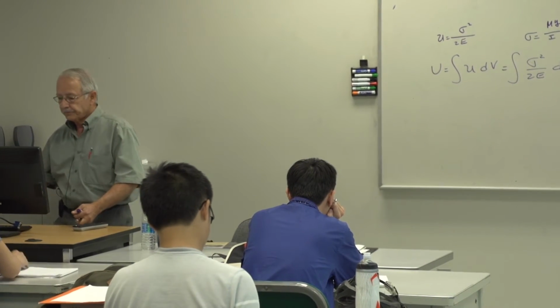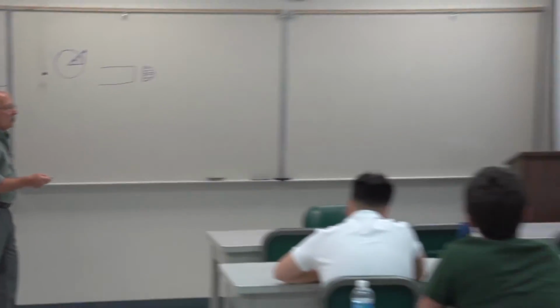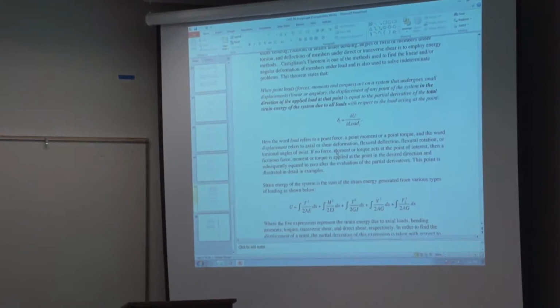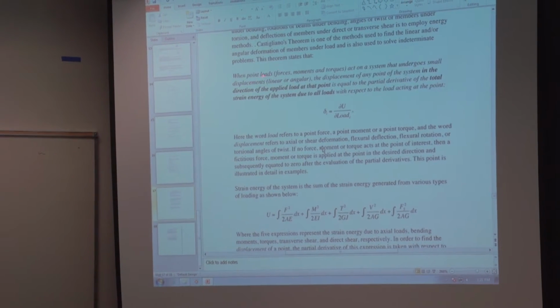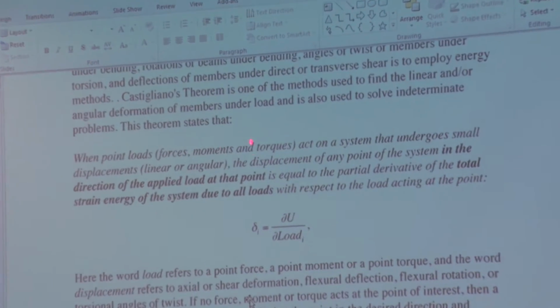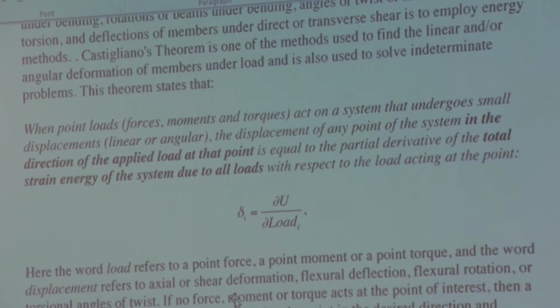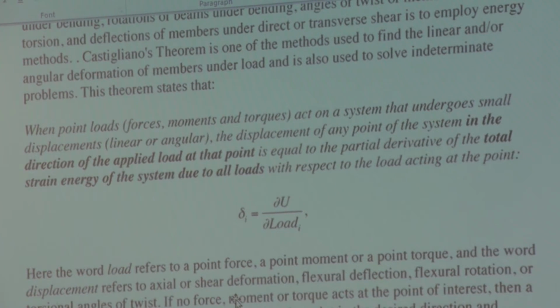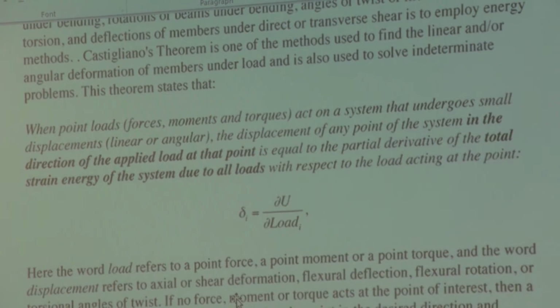And let's spend a few minutes on making sure that you understand this paragraph thoroughly. All of Castigliano's theorem is in those 4 lines. So it says, when point loads, forces, moments, or torques. By loads, we mean any one of these. It's not just an axial load or even a force. It could be a moment, could be a torque, could be a force. So we call them loads.